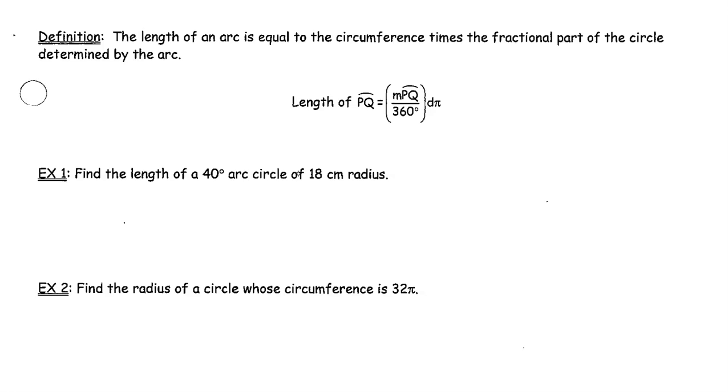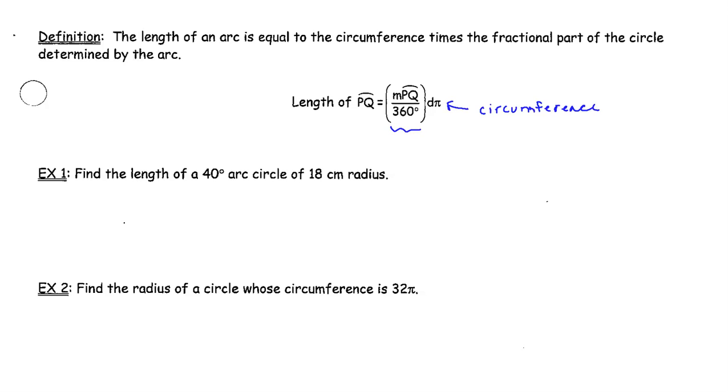So by taking the measure of the arc over 360, that finds us the fractional part, right? This part here. And then if you notice pi times d, well, that's circumference. So we're taking a fractional part of the circumference. Man, I apologize for my handwriting right there.